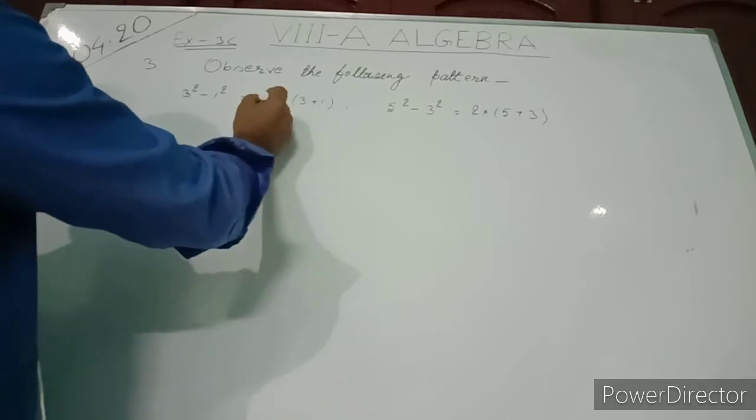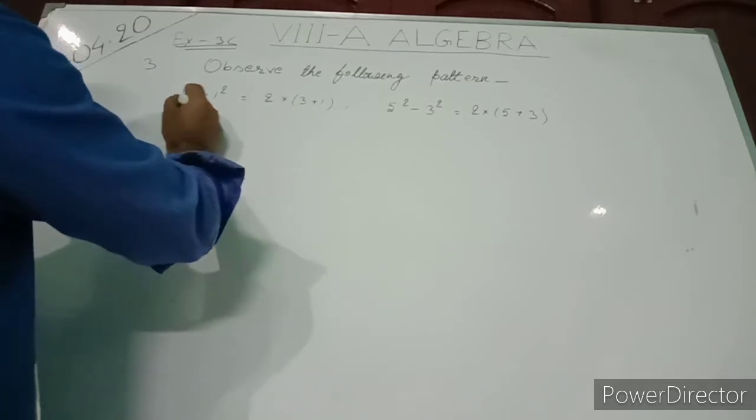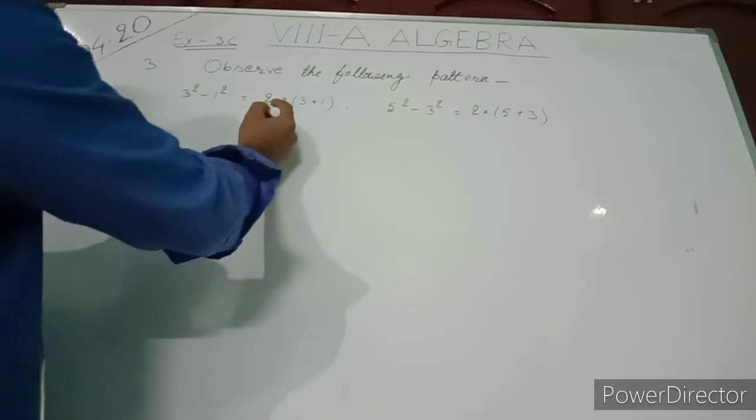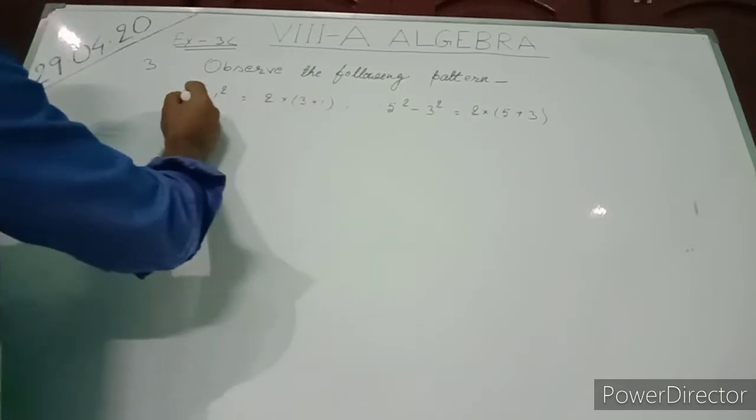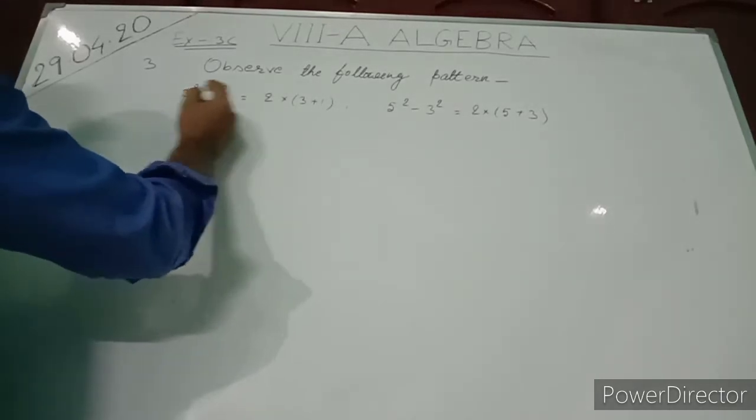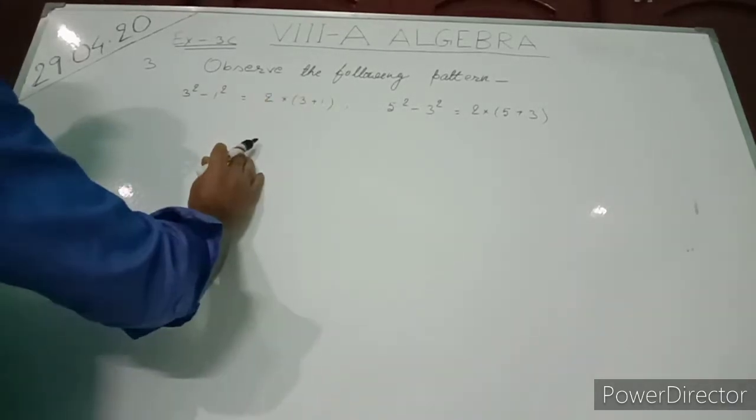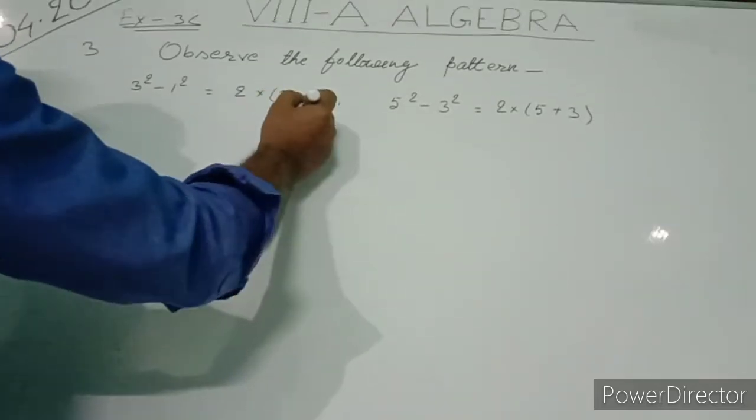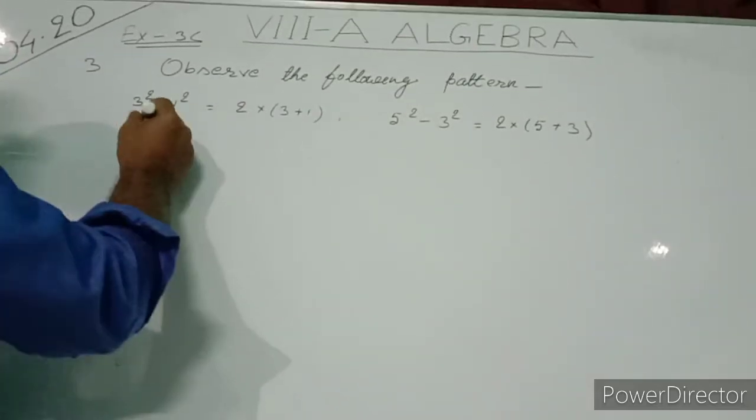So what are we saying? This 2 is coming from these two by subtraction, 3 minus 1 equal to 2. And this is the sum of these two numbers, 3 and 1, 3 plus 1. Now, if you want to understand where this pattern is coming from, I want to explain.